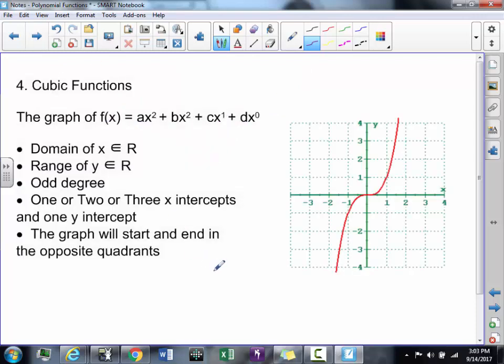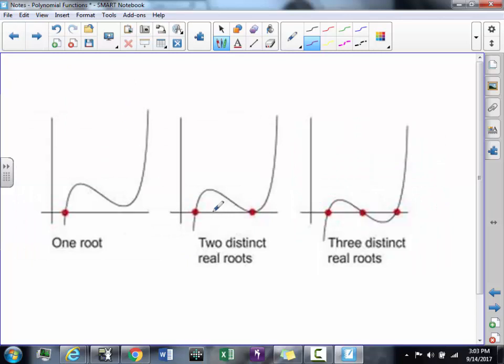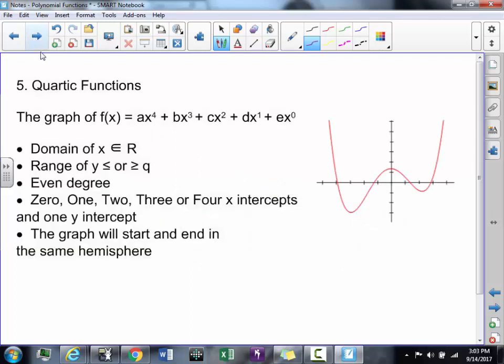This is what cubics look like. I don't think I need to talk through every single slide one at a time because you guys could read them through, but do you feel like you've got kind of the concept here? Okay. Cubics, and then here's a slide just to show how cubics could have 1, 2, or 3 roots. It really depends on how the function's written. And then here's quartics. Quartics look like this.